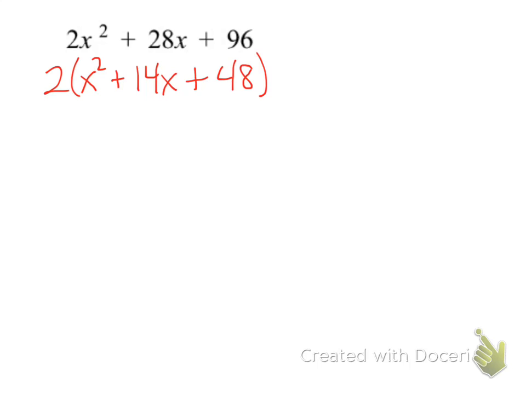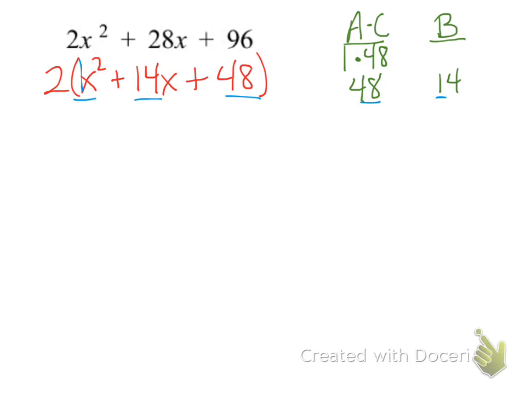And 2 times what gives me 96? That's 48. So now we're going to look at our A times C. So keep in mind that my A is 1. So my A times C is 1 times 48. And my B then is this middle term, which is 14. And so now sometimes the 2 numbers that will multiply together to give you 48 that also add together to give you 14 will just pop in your head, and if they do, that's fantastic.